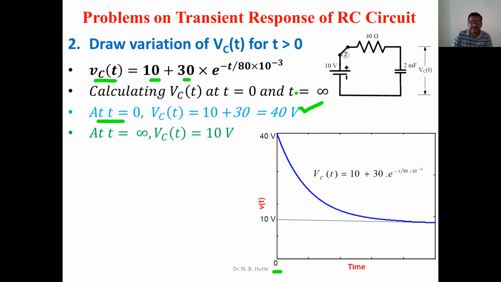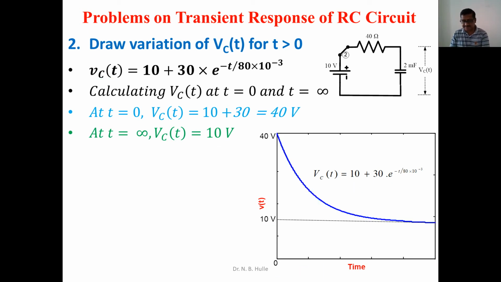Similarly, whenever we substitute t as infinity, e raised to the power of minus infinity is 0, 0 into this 30 will be 0, and the voltage across the capacitor will be 10 volt. Means at t equal to infinity, the voltage across the capacitor will be 10 volt. Indirectly, as time progresses, the voltage across the capacitor will decrease and reach the minimum value, which is 10 volt, as per this expression, Vc of t is equal to 10 plus 30 into e raised to the power of minus t by tau.